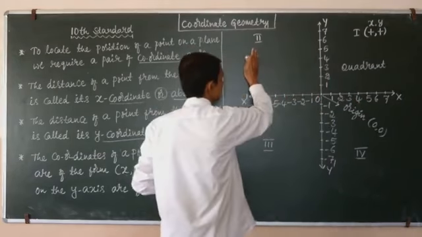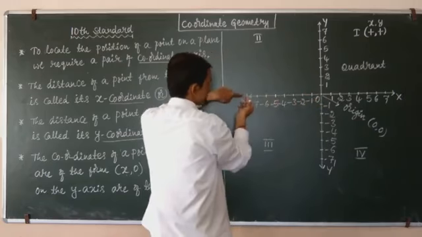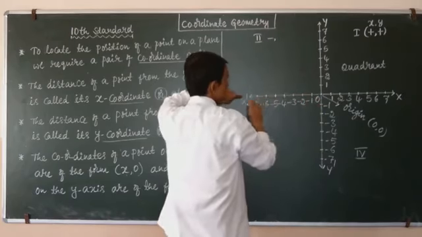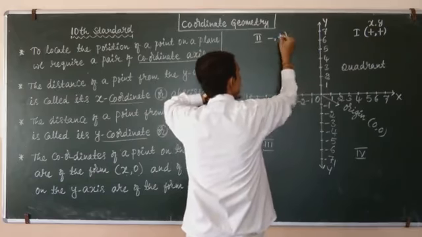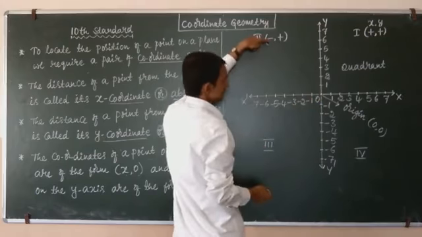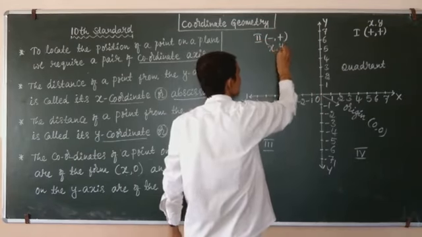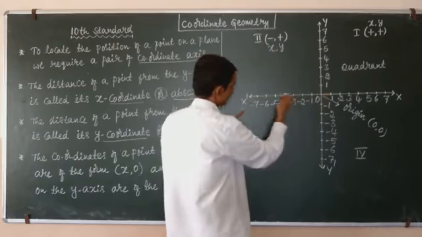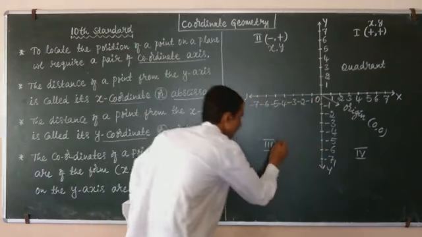If you come to the second quadrant, observe the value of x: they are negative integers. In the case of the value of y, they are positive. So in the second quadrant, the value of x is minus and the value of y is plus. So x, y. Similarly, if you come to the third quadrant, the values of x are negative integers and the values of y are also negative.